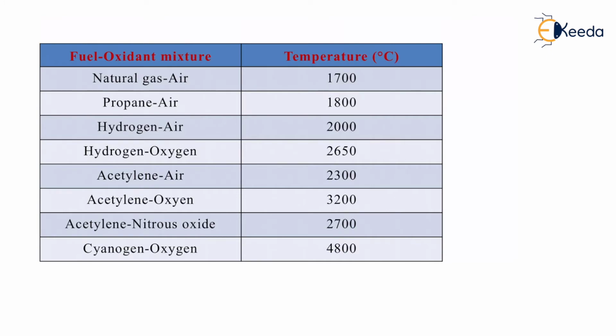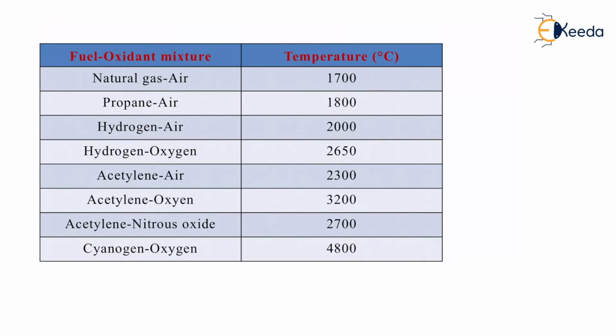Now in the next one, I'm keeping hydrogen as it is. I'm not changing the concentration of hydrogen, or anything when it comes to my fuel. But instead of air, I'm changing the oxidant to oxygen. So now the next mixture becomes hydrogen and oxygen. The oxidant from air has now become only oxygen. And the hydrogen oxygen mixture gives 2650 degrees Celsius. Next we have acetylene and air.